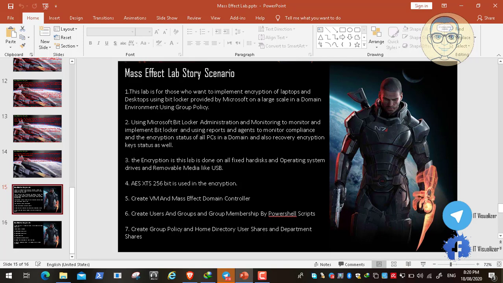The encryption in this lab is done on all fixed hard disks and operating system drives and removable media like USB. The encryption type will be AES 256-bit. So this is the type of encryption that we will use.